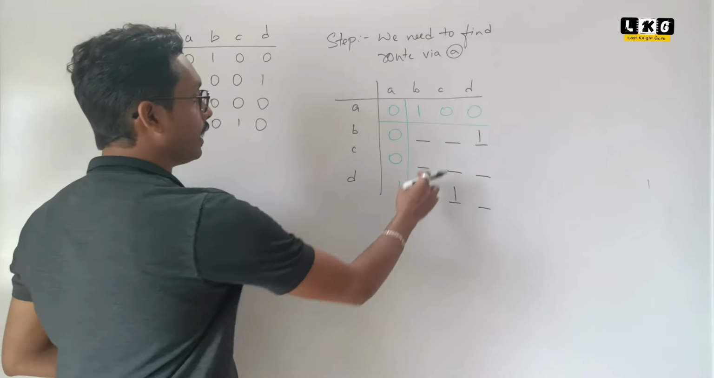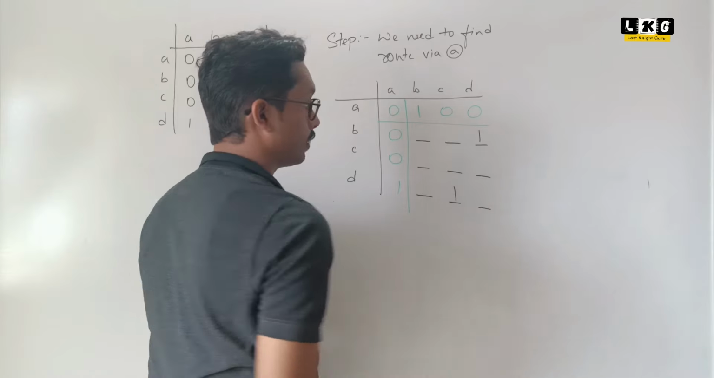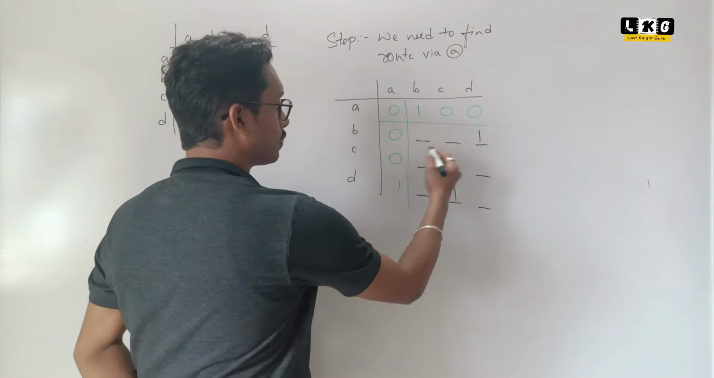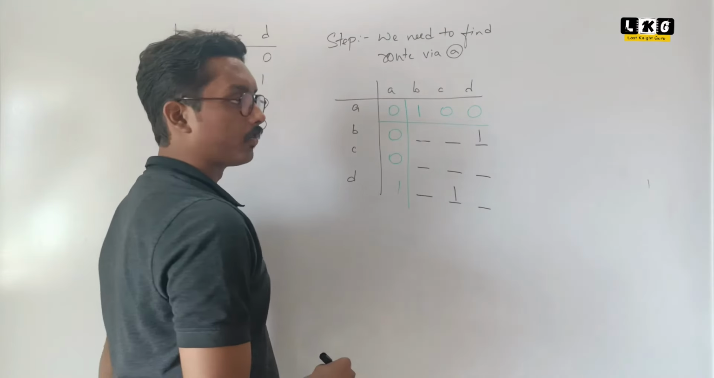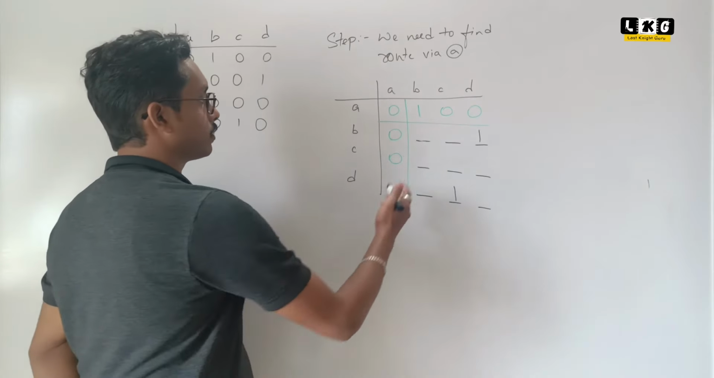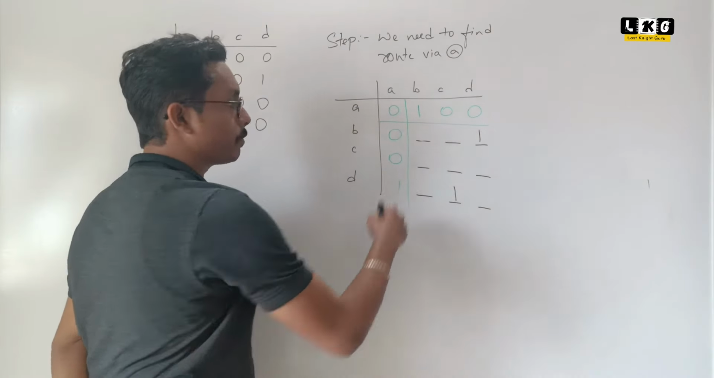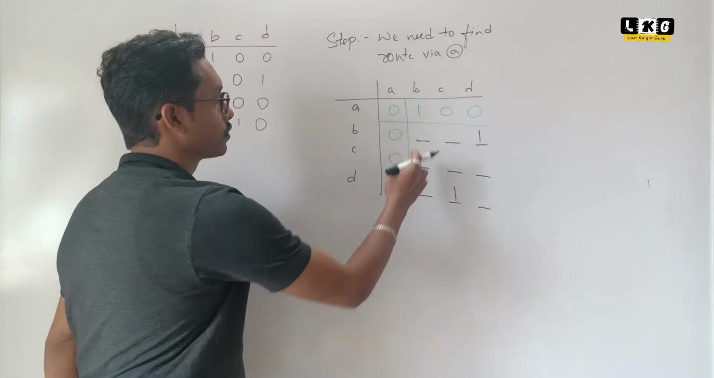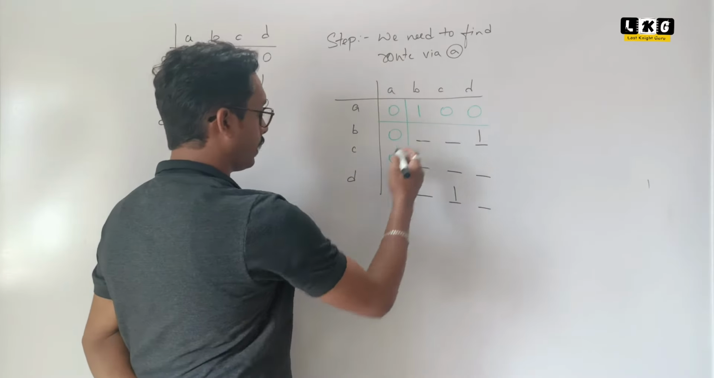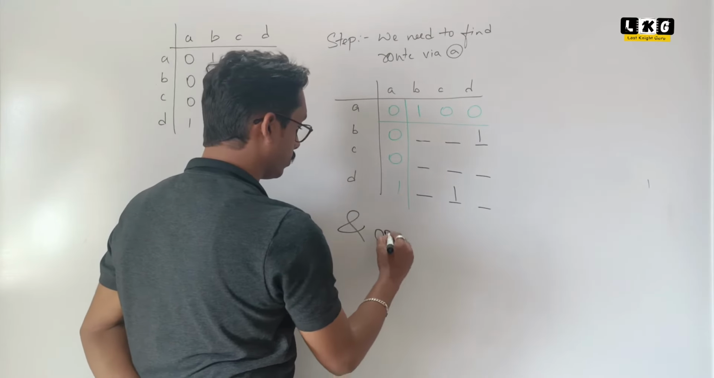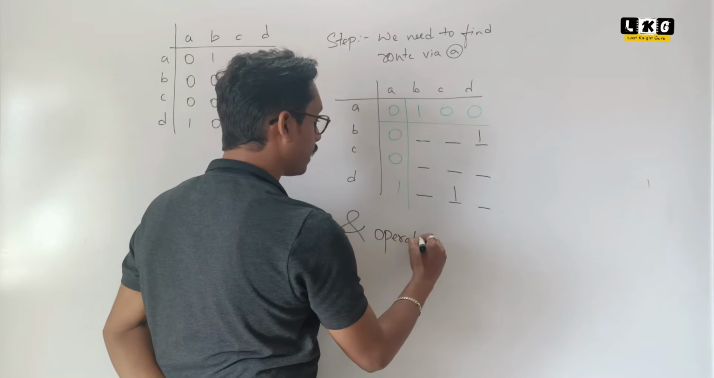So how many spots are remaining? 1, 2, 3, 4, 5, 6, 7. So 7 spots are remaining. To fill these remaining 7 spots, we need to follow a very simple trick. That is, we need to look at this pivot column and pivot row, and then fill this spot. To fill this spot, we need to use the AND operation, or AND gate.